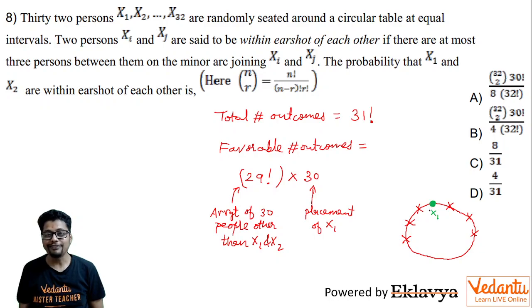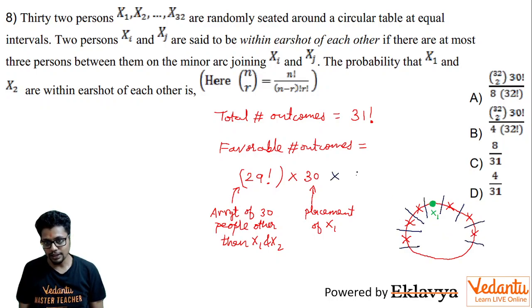Now, corresponding to every such arrangement, what will be the number of ways of putting x2? It will essentially be 8. How? Here is x1, so x2 can be here. So there are 3 people between x1 and x2, or it can be here with 2 people only, or 1 person only, or maybe no person. Similarly, x2 can be here, with no person between them, 1 person between x1 and x2, 2 persons between x1 and x2, or 3 persons between x1 and x2.